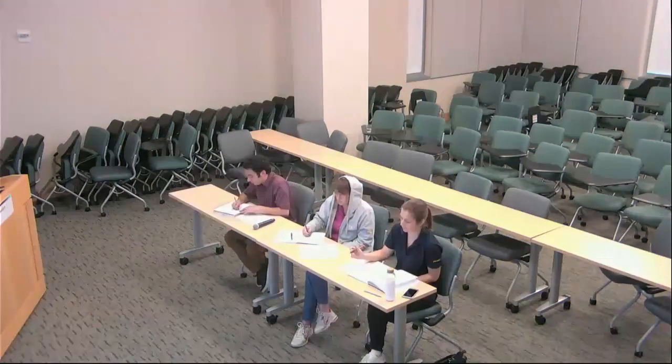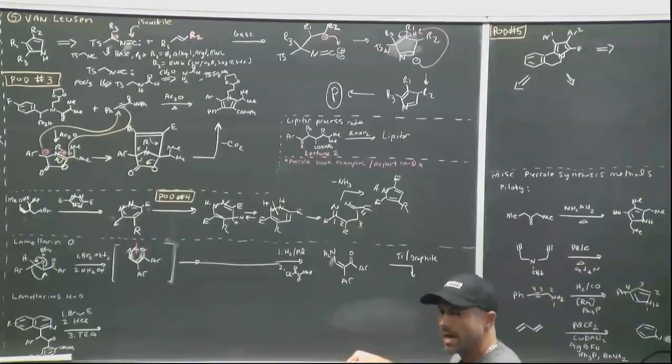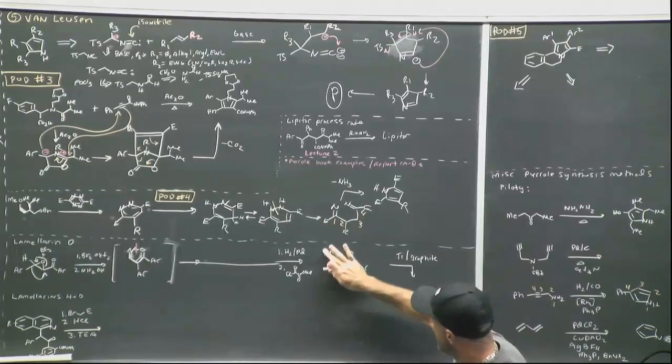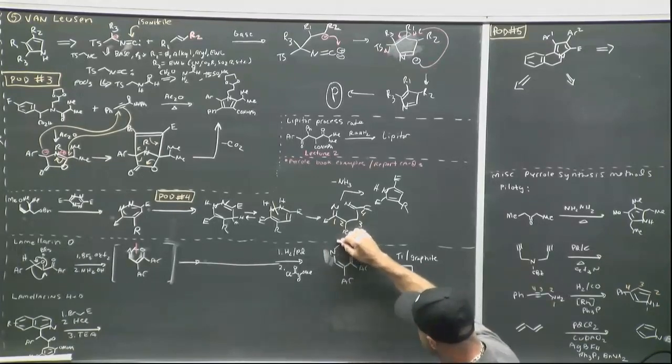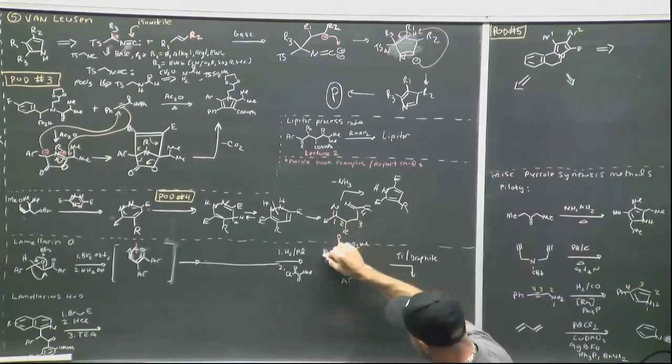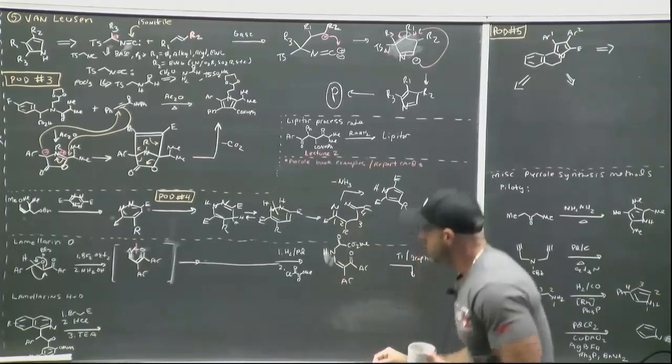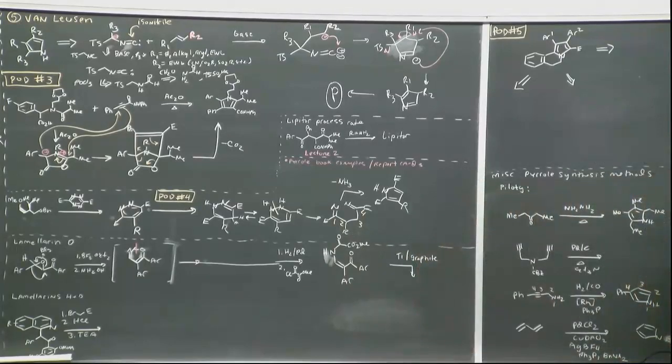And then we've got this vinylogous amide. And the vinylogous amide can react with the acyl chloride to give you that. And then we have this key step with titanium and graphite. And if you need a clue, this is Fürstner's approach to lamellarin O.